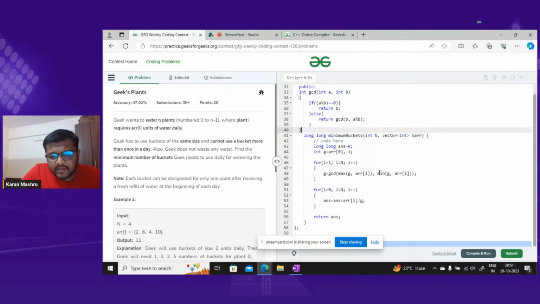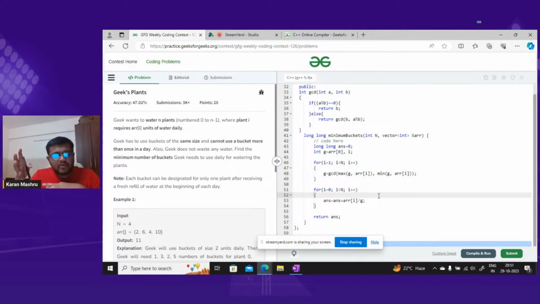Okay, we are not going to look at the proof. So I got G, that is the GCD of all the elements of the array, which will be the capacity of each bucket. Why? Because one bucket can be used for only one plant. One plant can have multiple buckets used, but one bucket can be used to water only one plant. No water should be wasted, so the bucket capacity should be a divisor of the amount of water to be applied to each plant. And we want the minimum number of buckets, so G should be as large as possible, which is nothing but the GCD of all the elements of the array.